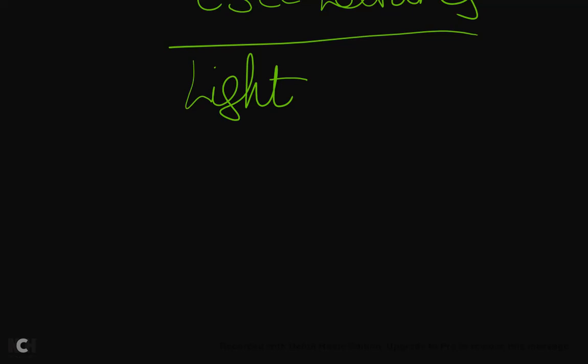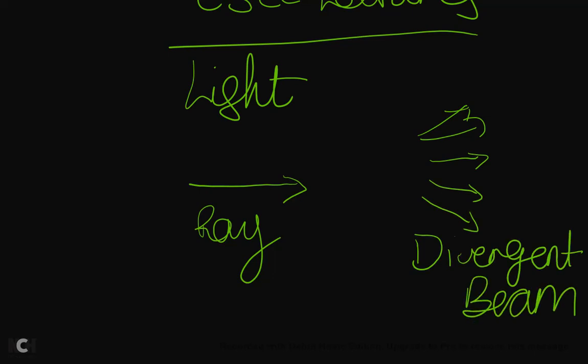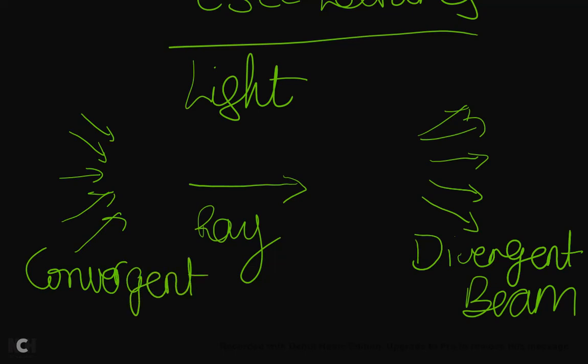So when I talk about light, I'm talking about literally light from either a luminous source or light reflected from a non-luminous source. Light is represented by an arrow, where a single arrow represents a ray of light. If I have multiple arrows that diverge, they form what I call a divergent beam. In the same way, I could have rays of light which all point to one thing, which is called a convergent beam.